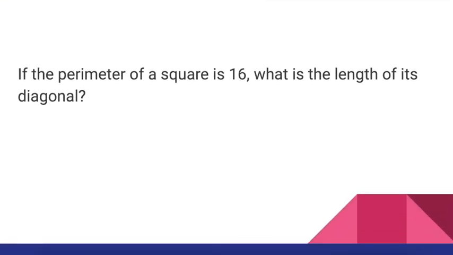Now here's a problem to think about. If the perimeter of a square is 16, we want to find the length of its diagonal. So to work on this, I recommend drawing a picture of a square, labeling its side lengths so that the perimeter will be 16, drawing the diagonal, and then thinking about what you know about the angles in that diagram to identify some special right triangles that you can use to find that length.